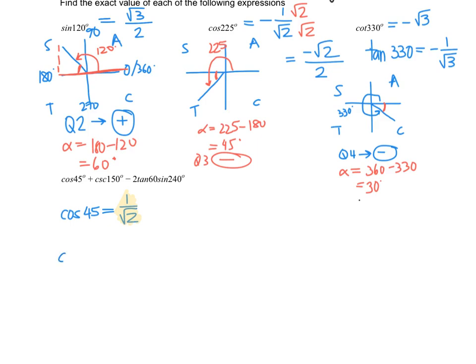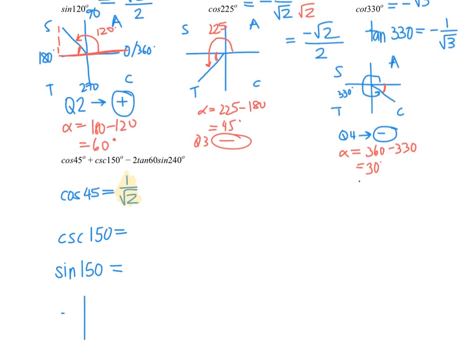The next ratio I want is cosecant of 150. And before I find cosecant of 150, I'm going to find the primary trig ratio first. So I'm going to find sine of 150 first, and then I will take its reciprocal. Now for sine 150, I know it's in quadrant 2, which means it is the positive ratio. And if this entire angle is 150, and my reference angle is in here, my alpha is going to be 180 minus 150, which is 30. So I just need to figure out what sine 30 is, and it's going to stay that positive version.